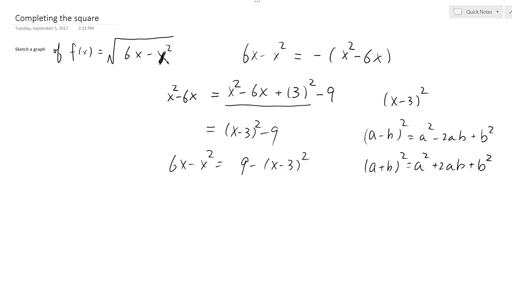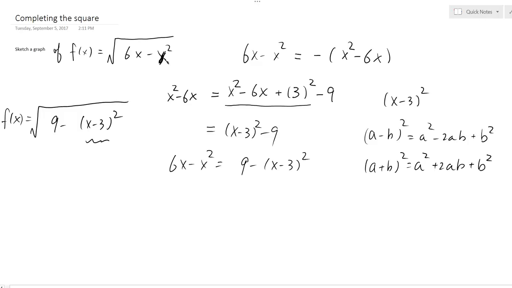So now we can write down an equivalent formula for this function. This function is the square root of 9 minus x minus 3 squared. Because of x minus 3, we know this is the square root of 9 minus x squared shifted to the right by 3 units.